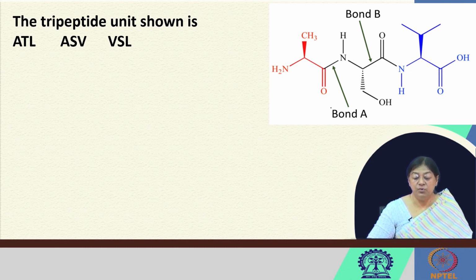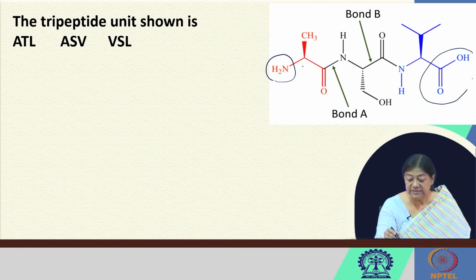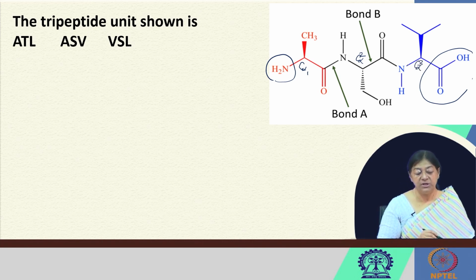The tripeptide unit, if we look at the specifics, so we know that this is the amino terminus, we know that this is the carboxy terminus. What we observe here is this is therefore the C alpha of residue 1, this is the C alpha of residue 2, and this is the C alpha of residue 3. So, the question here is the tripeptide unit shown is which? Is it ATL, ASV or VSL?